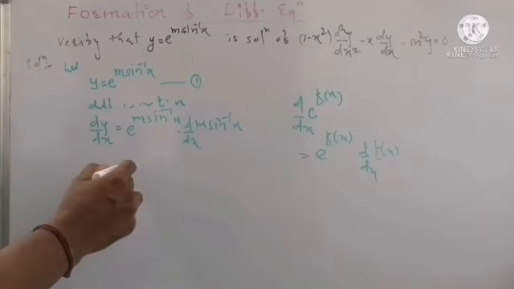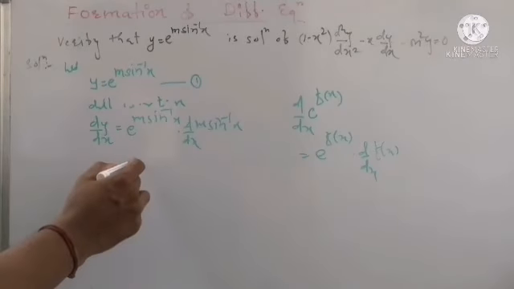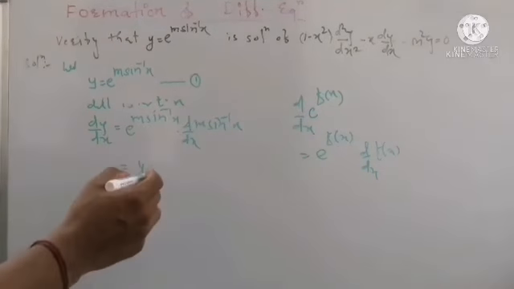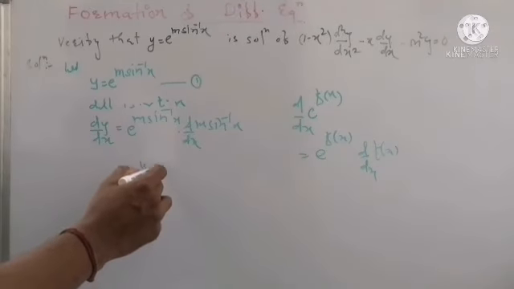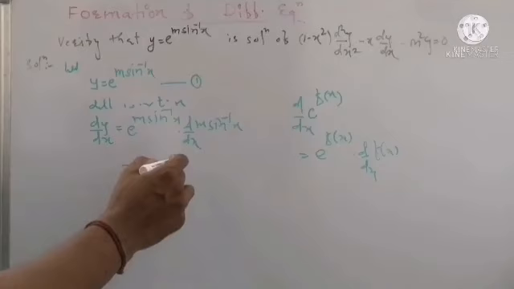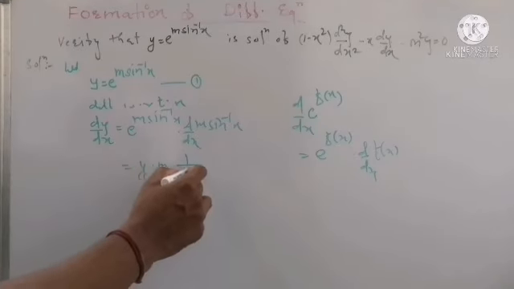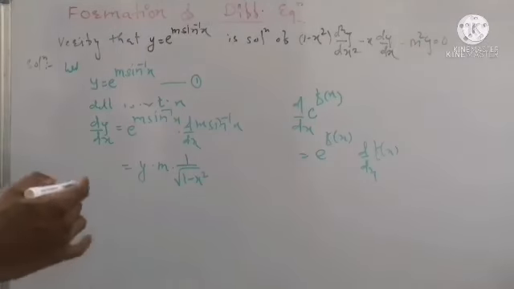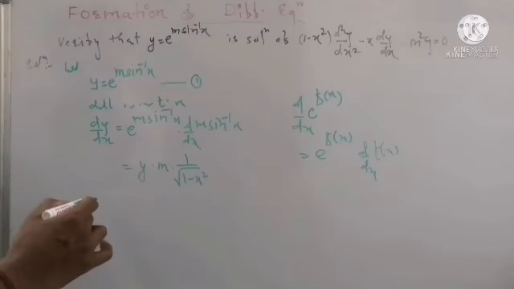Now, e raised to m sin inverse of x is y, so we can put this as y. And for the derivative of m sin inverse of x, as m is a constant, we take it outside the derivative, and the derivative of sin inverse of x is 1 upon root of 1 minus x square. Now for simplification we take this root of 1 minus x square, which is in the denominator on the right hand side, to the numerator, in product on the left hand side.